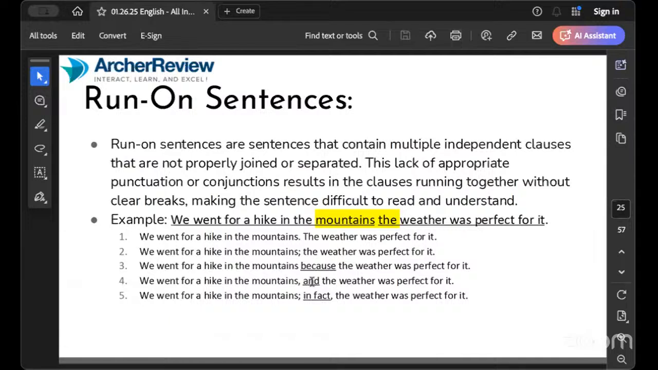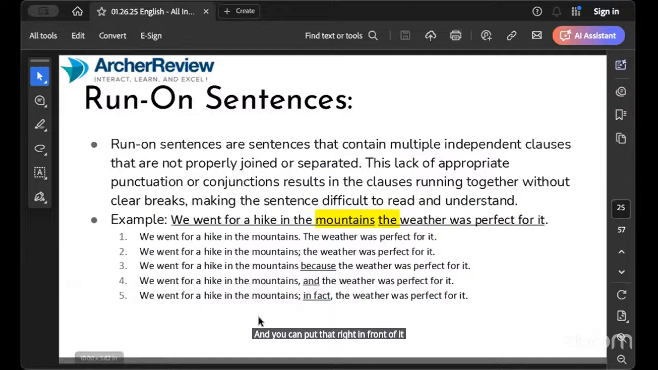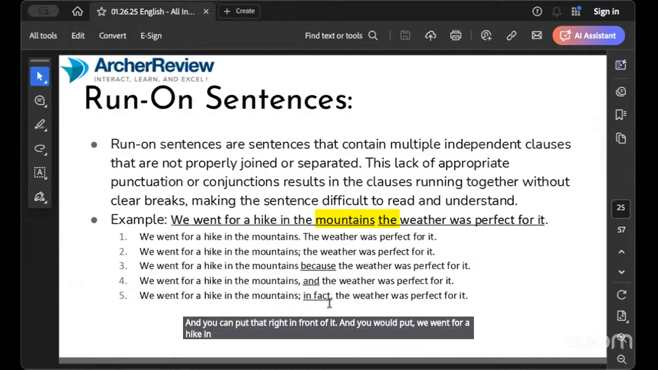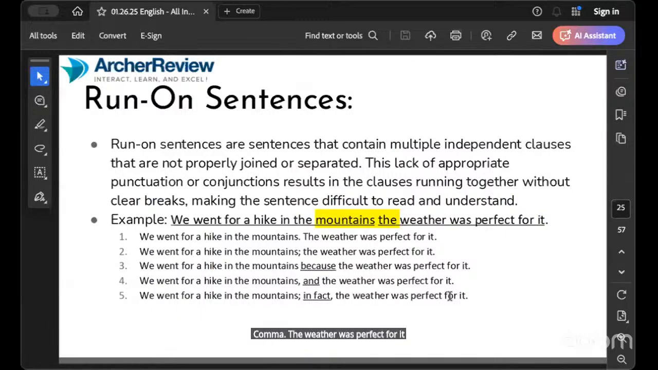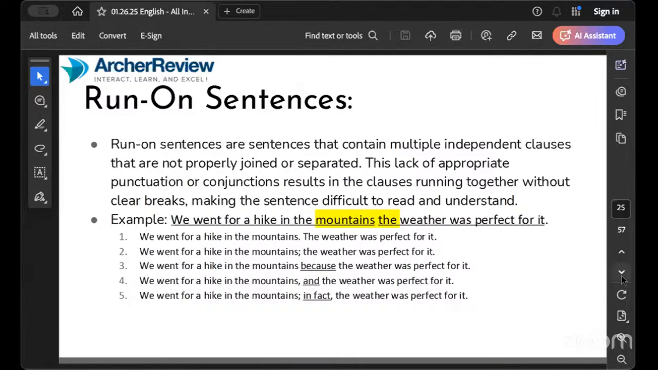All right. And then last but not least, you can also use what we call a transition. And you can put that right in front of it. You would put, we went for a hike in the mountains, semicolon, in fact, comma, the weather was perfect for it. So this is where you would put a semicolon and a comma. All right. Any questions on those?